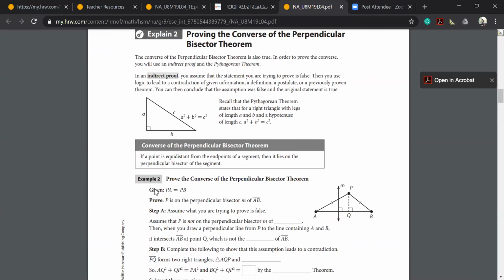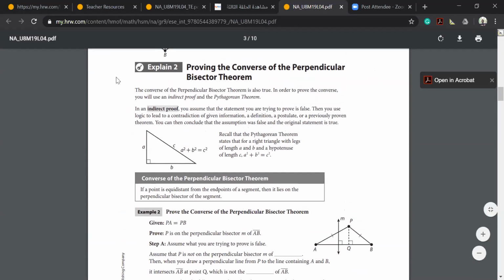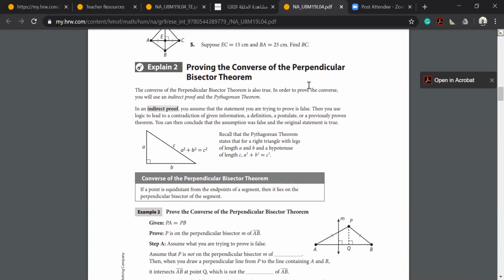Okay, let's see. The converse of the perpendicular bisector theorem is also true. In order to prove the converse, as we said, it's a theorem, so we have to prove it. We are going to be using something called an indirect proof and the Pythagorean theorem. Forget about the indirect proof. We are going to be using the Pythagorean theorem. What is the Pythagorean theorem?